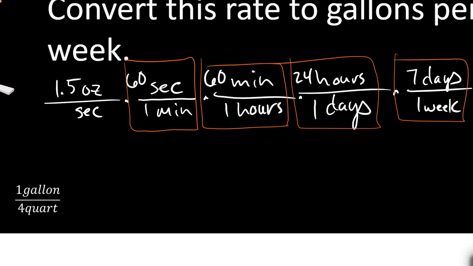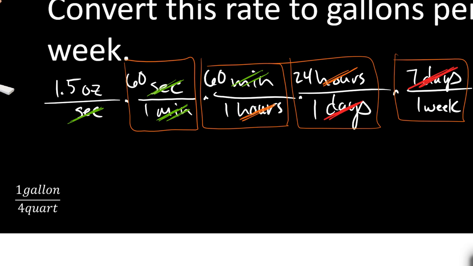Now at this point, we can form giant ones with our units. If you look at it, the seconds down here form a giant one with the seconds in this numerator. And then the minutes form a giant one with these minutes. And then the hours form a giant one with these hours. And then the days form a giant one with the days. And the only thing I'm left with now is weeks.